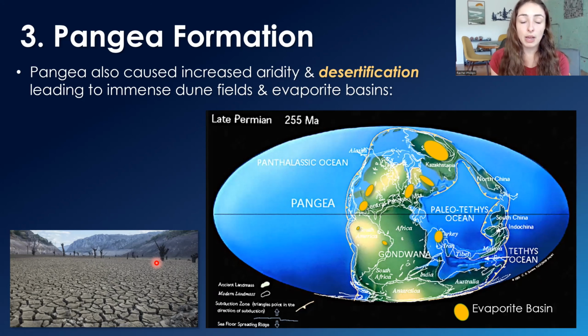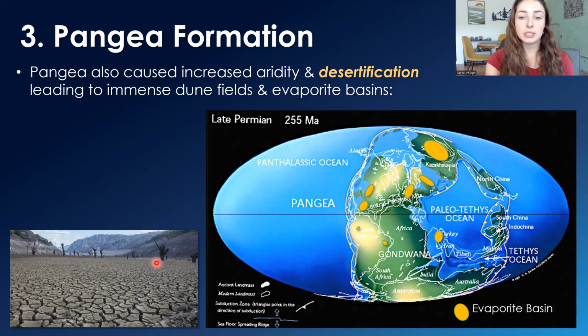All of these are evaporite minerals that form as water evaporates, and they become saturated into solution until they precipitate out or crystallize. And these evaporite basins, because they form evaporite minerals, are very easy to see in the rock record, which is one of the indicators that we have for the dryness that Pangea caused.